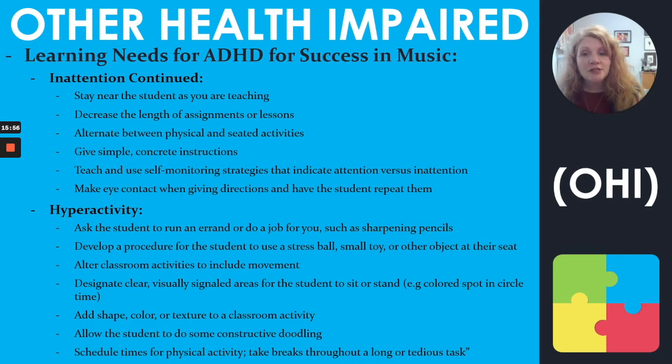Add shape, color, or texture to a classroom activity. Allow the student to do some constructive doodling. It's okay if they take their pen and they're moving and writing the whole time while you're teaching. If that's what they need to focus, let them do it. Now, that's hard when everybody else wants to do it, but if they're sitting in the far left or the far right and they have a little bucket of stuff that they pick up on their way in the door, everything in their bucket they can pick up and use as you're teaching. Now, if it becomes distracting and they stop being on task, then they no longer get their sensory bucket, because sometimes that's all it is, a bucket of things that they can do to help them stay engaged.